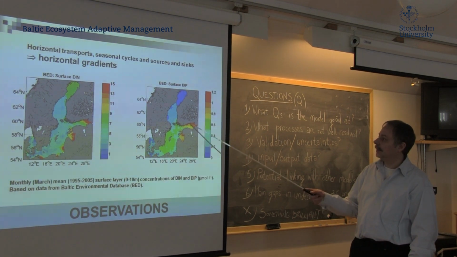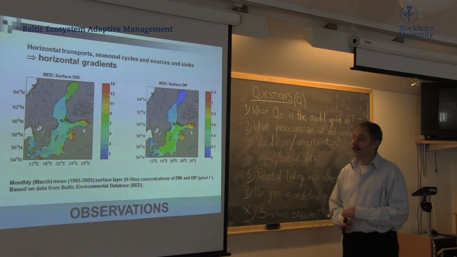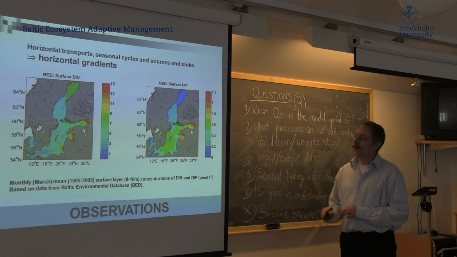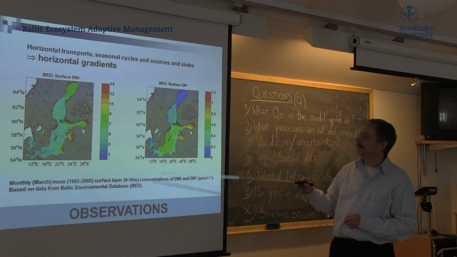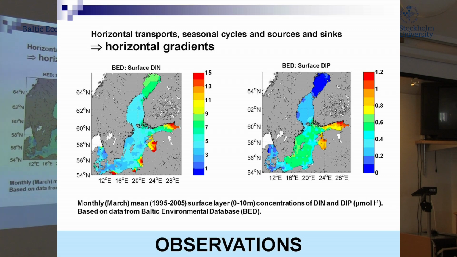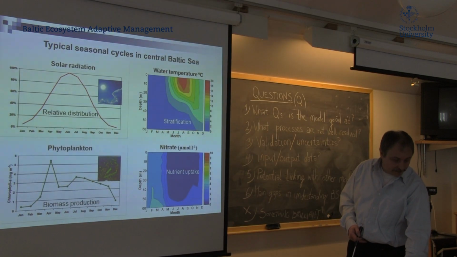And in the horizontal, and therefore again the motivation to use three-dimensional models, the concentrations, on the left we have DIN and to the right we have DIP, are highest close to the mouth, to the supply. So this is how it looks like in the horizontal. This needs to be described as well.